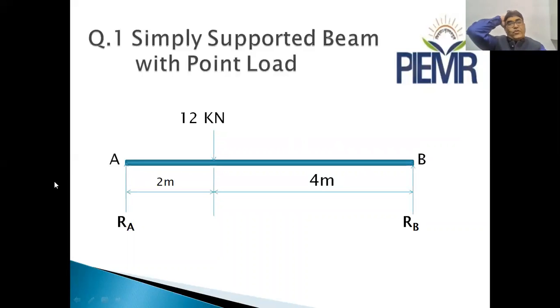Let us start with question number 1, a simply supported beam with a point load. As you can see in the shared slide, the beam AB is given, of 4-meter length, and at 2 meters from end A, a load of 12 kilonewton is applied downward, because of which reactions at A and B will occur. At point A the upward reaction will be RA, and at point B the upward reaction will be RB.